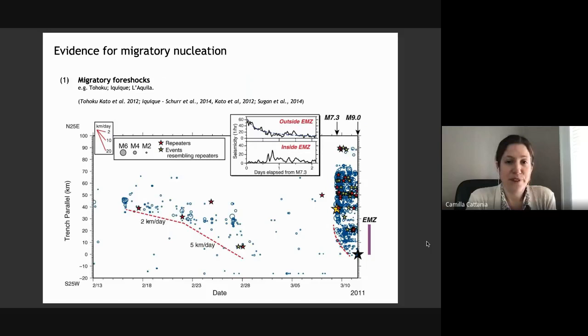So the first evidence is given by a number of recent foreshock sequences. So this is what I showed earlier, the foreshock sequence of the Tohoku earthquake, which is quite reminiscent of our simulations. We have this migration and then the main shock begins at the edge of the previous seismicity. And this was also seen for Iquique and for L'Aquila earthquake, among others.